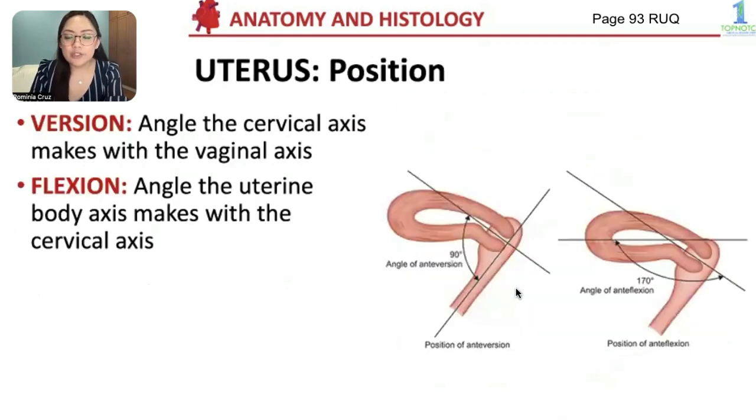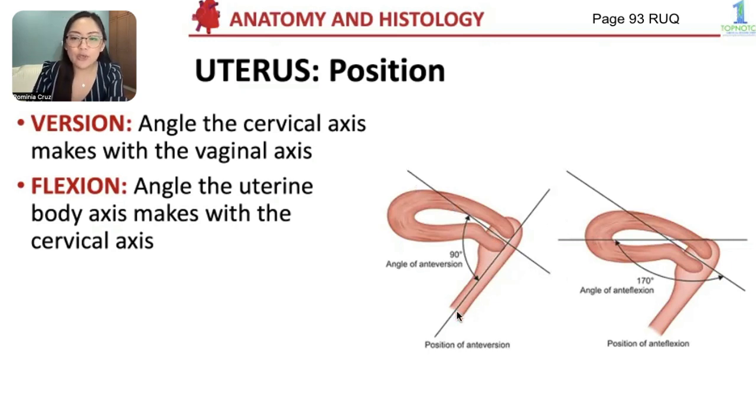So also important during your pelvic examination or in a pelvic ultrasound is to assess the position of your uterus. The uterus is described to be either ante or retroflexed and ante or retroverted. Version of the uterus is based on the position of the long axis of the cervix with respect to the long axis of the vagina. Again, version is based on the long axis of the cervix to the long axis of your vagina.